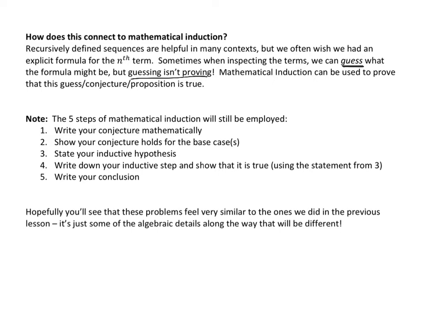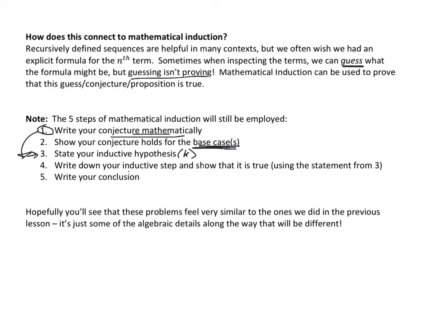Now, just to point out, it's not like mathematical induction changes here. The 5 steps of mathematical induction are absolutely still going to be employed. You're still going to write your conjecture mathematically. After that, you're going to show that it holds for the base case, or sometimes base cases if you have a recursively defined sequence that has multiple starting values, like the Fibonacci sequence. You'll need to show for both of them. Your third step is still to state your inductive hypothesis, where we take the conjecture written mathematically and write it using k.